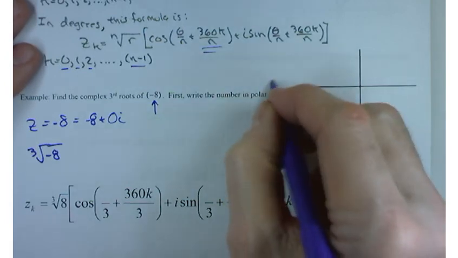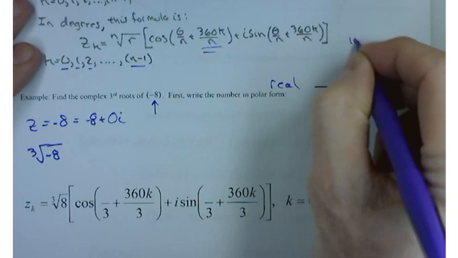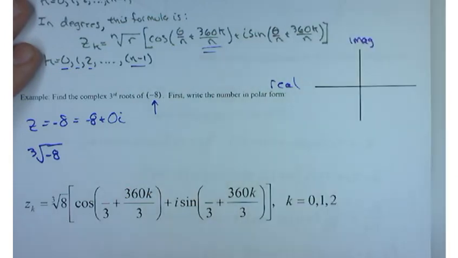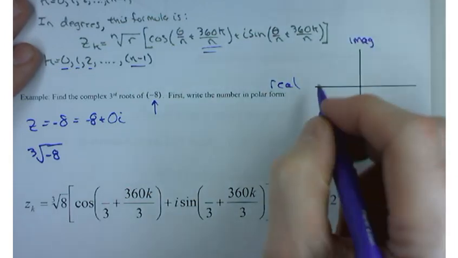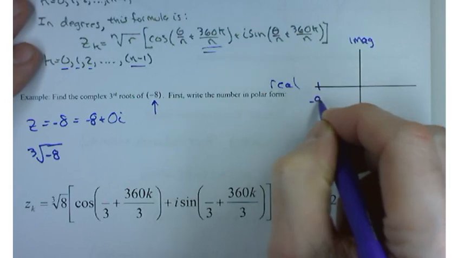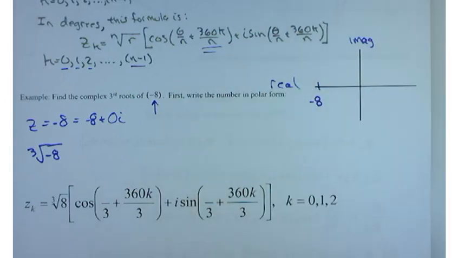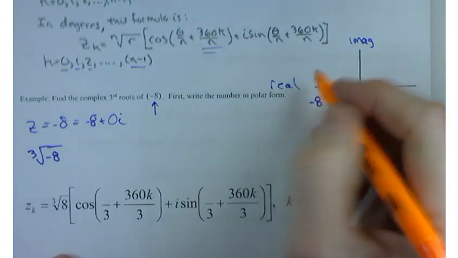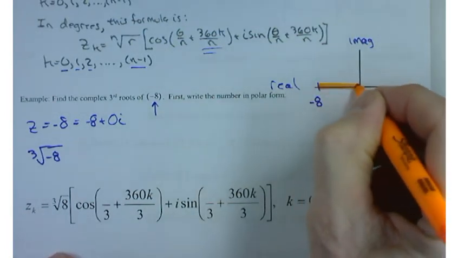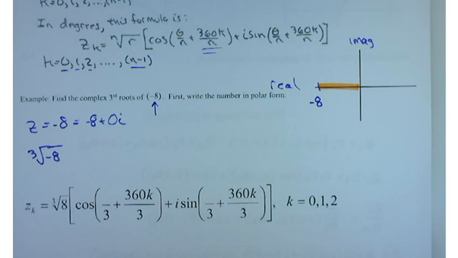You've got your real and your imaginary. It's going to be right on the real axis, right? It's going to be here at -8. There are two things that I need to know. One is I need to know r, and the other one is I need to know theta.